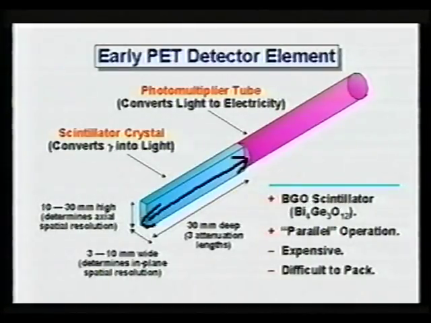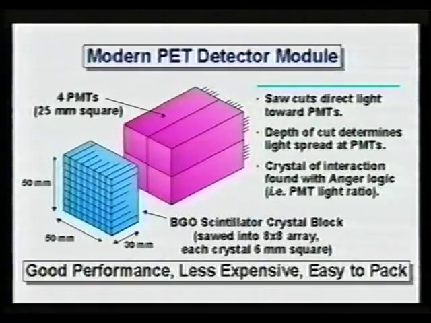The absorption of the gamma radiation is exponential, and you need about 3 attenuation lengths in order to get good efficiency for detecting that gamma ray. That's what early ones were like.